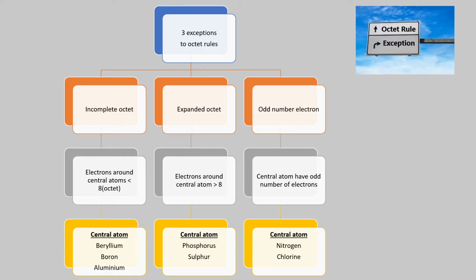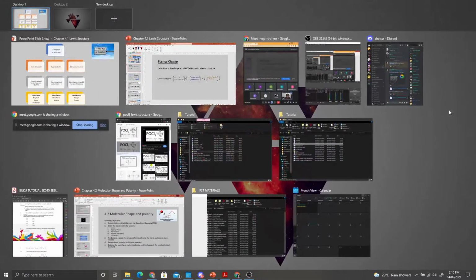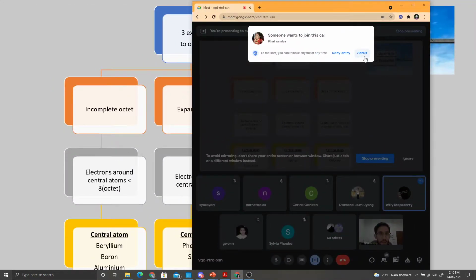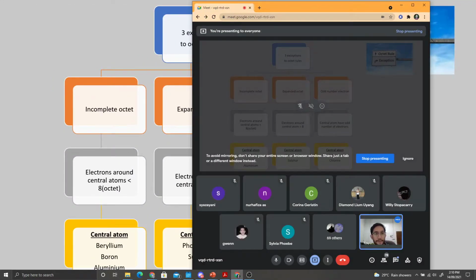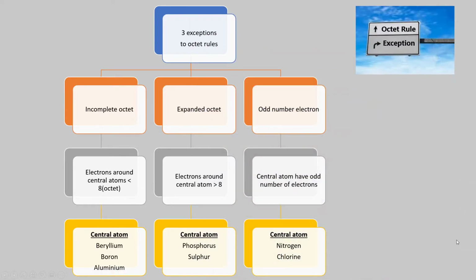Okay, now kita nak tahu kenapa we learn about formal charge. Okay, Sir, yeah. ada orang tadi line dia slow tapi dia nak masuk sebelum approve. Okay, so I dah masukkan. Dah kan? Right.